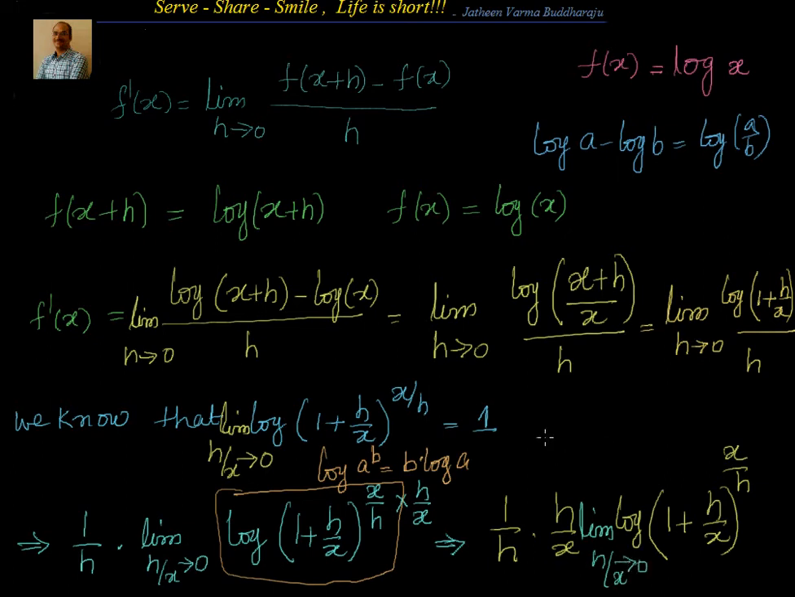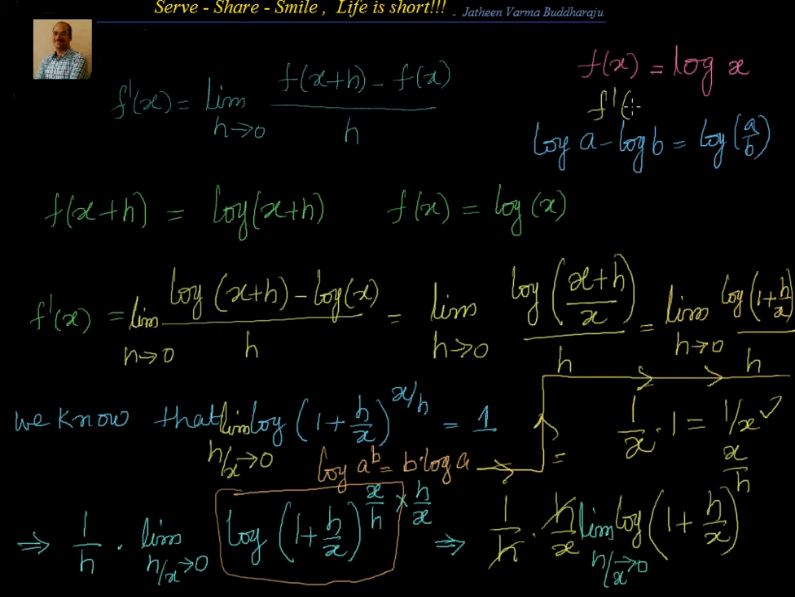But this is equal to, h cancels, 1 by x into 1, that's equal to 1 by x. So if f of x equal to log of x, f dash x is equal to 1 by x. So whenever you see logarithm of x, you know immediately that the derivative is 1 by x.